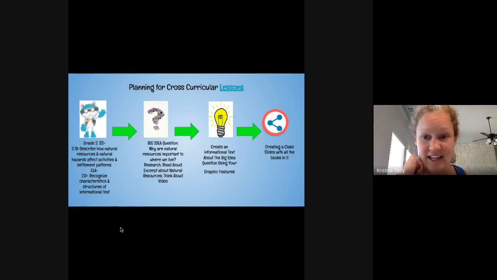And so the last thing would be that they could create class slides that they could share out on Twitter. And a teacher at Smith, she did that. They did create these books, and then she did put them out for her Smith staff to see.